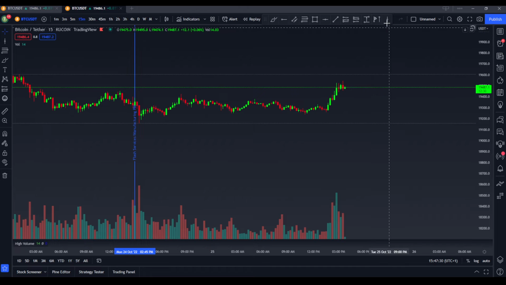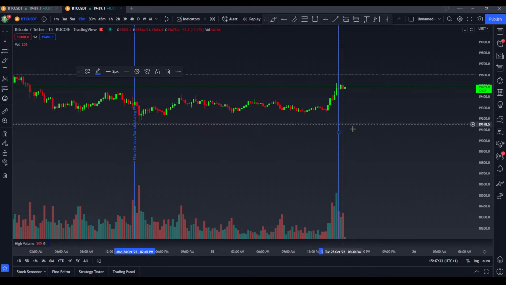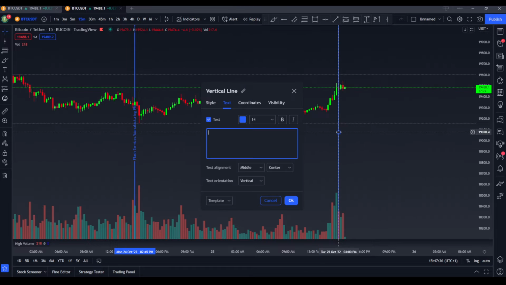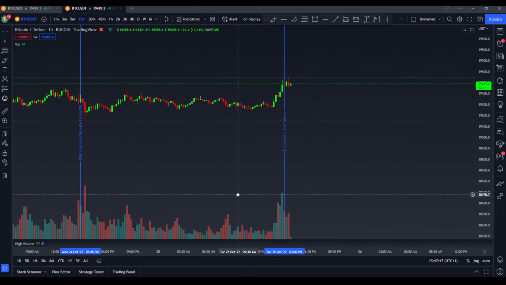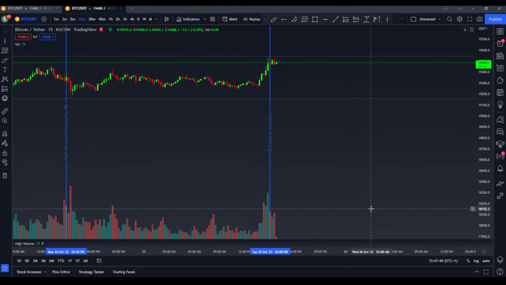Let's add a horizontal ray. Sorry, a vertical ray. 3 p.m. Let's call that consumer confidence. Okay, next one. So we're going to map out the week effectively, because what we want to see is things that can affect price at a glance without needing to worry too much about where things can reside.